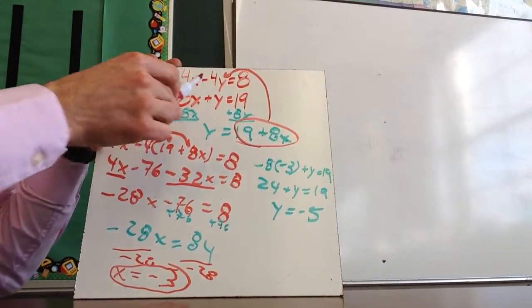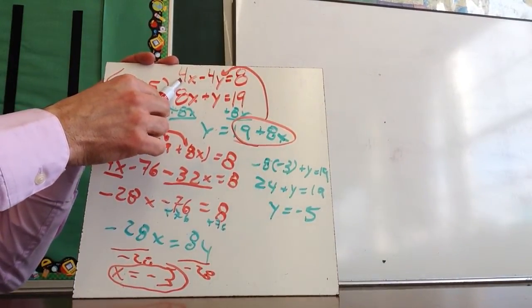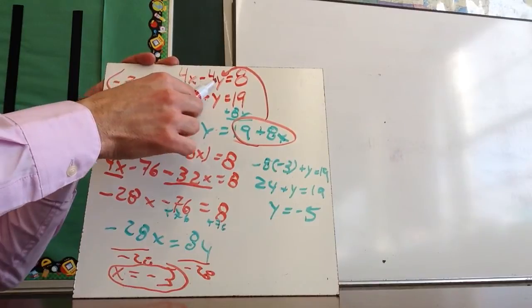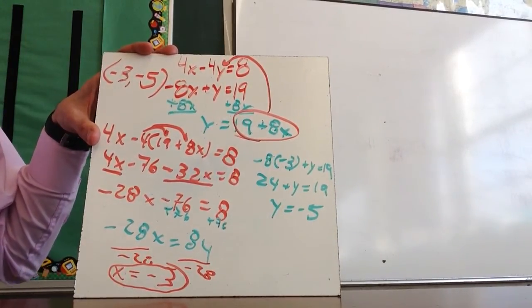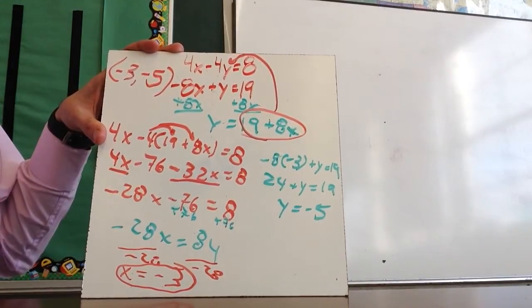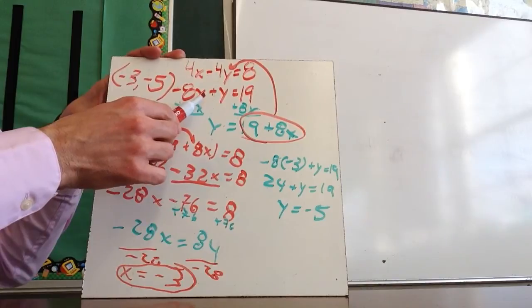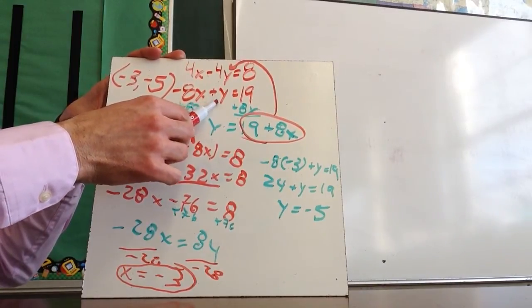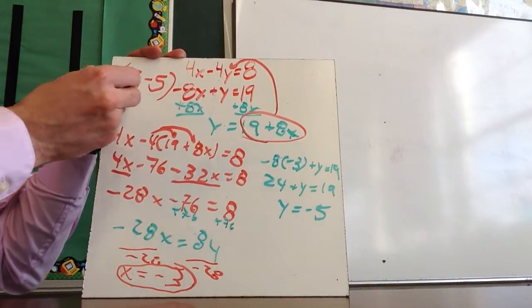And then I can substitute these in up here and make sure they work. Negative 3 times 4 is negative 12. And then negative 4 times negative 5 is positive 20. Negative 12 plus 20 is positive 8. Then down here you get positive 24, and then plus negative 5. 24 plus negative 5 is positive 19. So this answer would work.